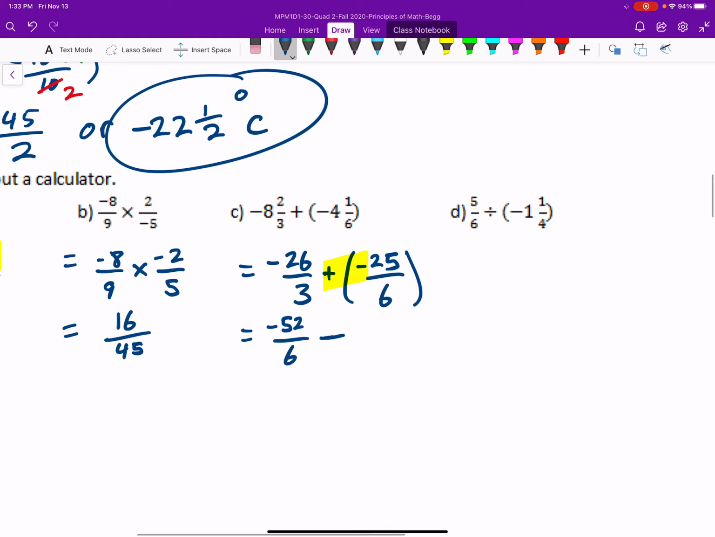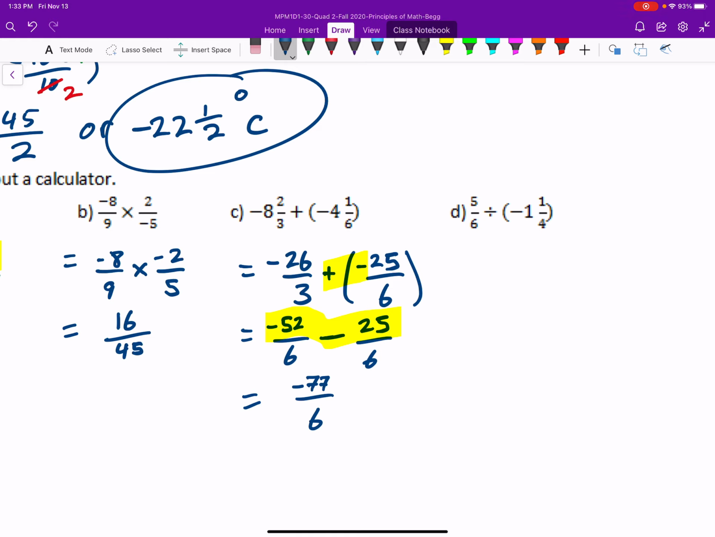And so it would be negative 52 minus 25 over 6. Again, I would keep my denominator the same. So it's going to be 6 on the bottom, and it would be negative 52 minus 25. And again, since they're both the same sign, we can just add them together. 52 plus 25 is 77, and put the minus sign out front. Again, I don't see any reason why I would need to switch it back to a mixed fraction.